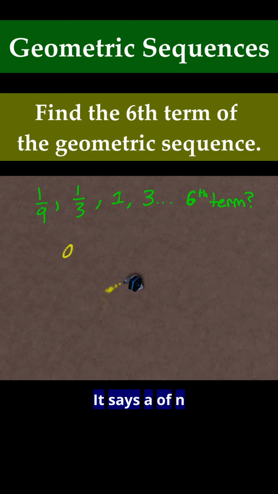It says a of n, where a of n is the term you want to find, is equal to a1, which is the first term, times r, which is the common ratio, to the n minus 1 power. n is the term you're trying to find, which in this case is the sixth term. So what we need to do is find a1, r, and n, and we can solve for the sixth term.